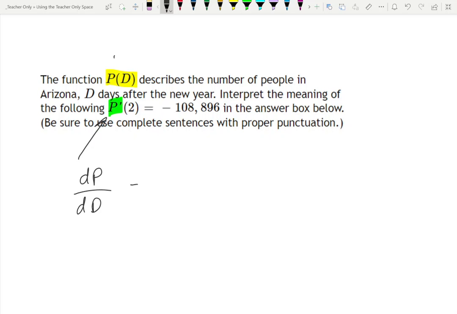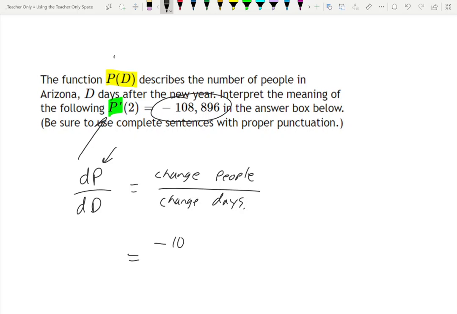Now, when we think about units, what we're going to say here is p was measured in people, right? So this is the change in the number of people divided by the change in the days. Okay? Now, let's go specifically look at what the number is. This is negative 108,896 over 1. Now, what would that mean? Well, it's still measured in people, and it's still measured in days.